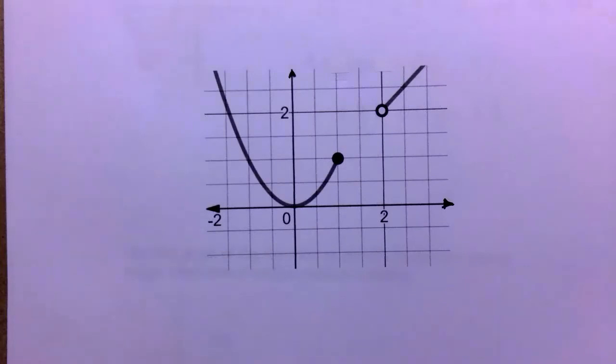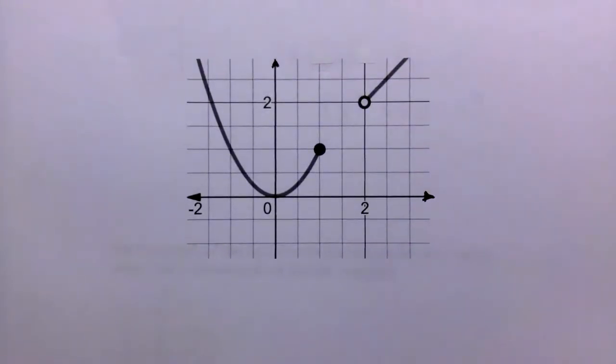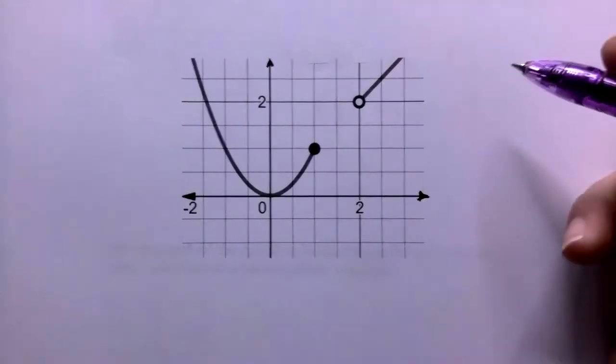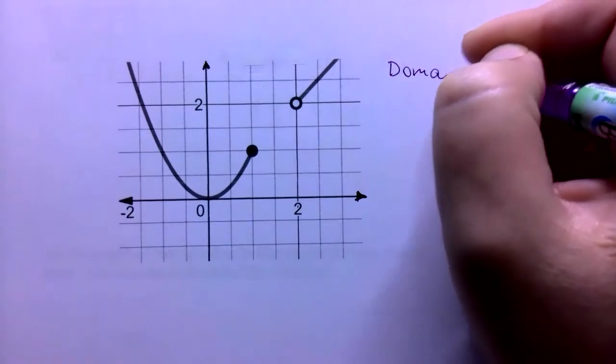All right, so hopefully you did that successfully. And I want to show you another example of a function. Sometimes functions consist of different pieces, and they will have gaps in them, like this function here. So when you're describing the domain for this function, you're going to glue two pieces together, right?